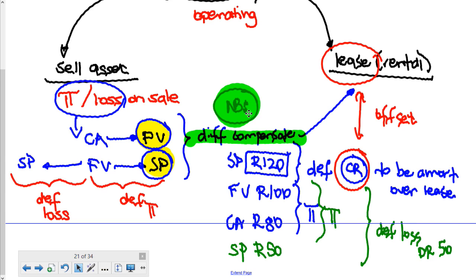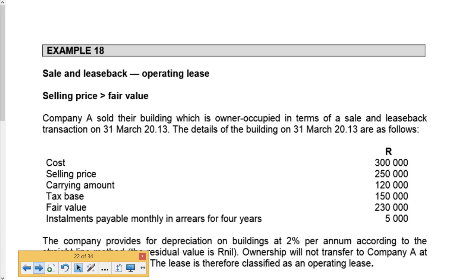So the example is 18. Company A sold their building in terms of a sale and leaseback transaction. The cost of the building was 300. The selling price was 250. The carrying amount was 120. Tax base was 150. Fair value was 230.